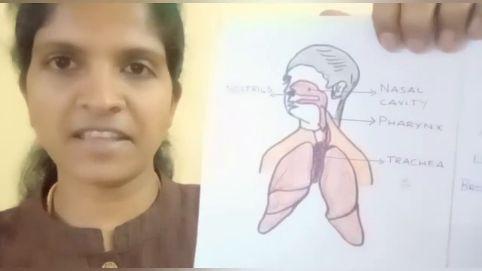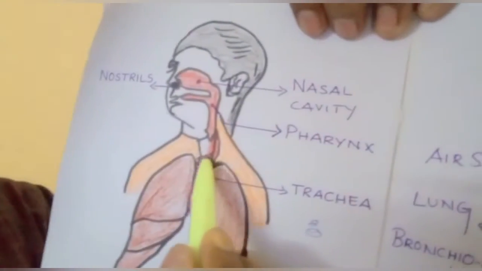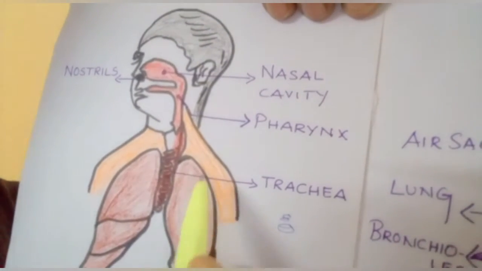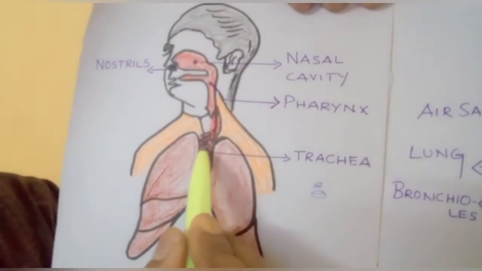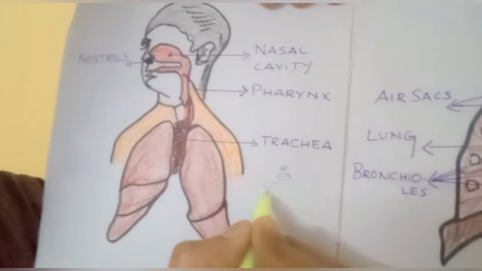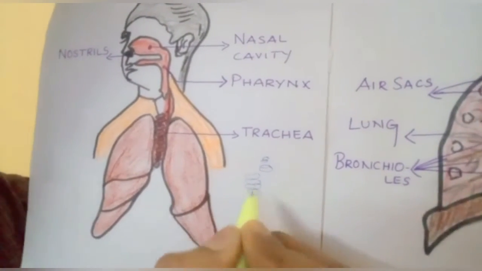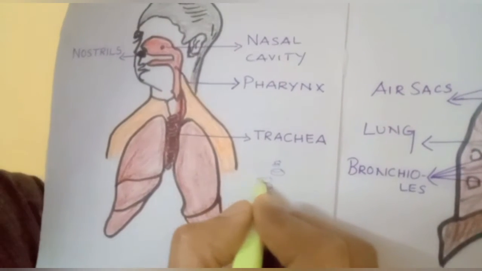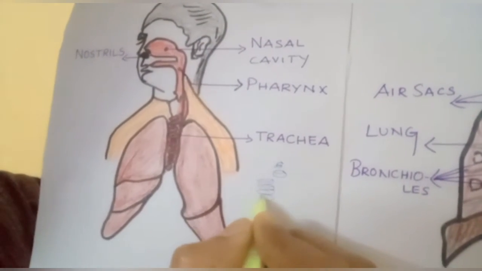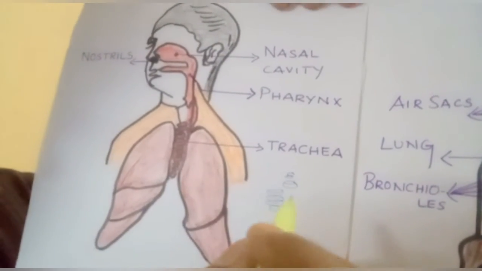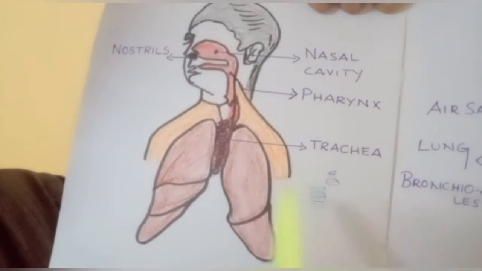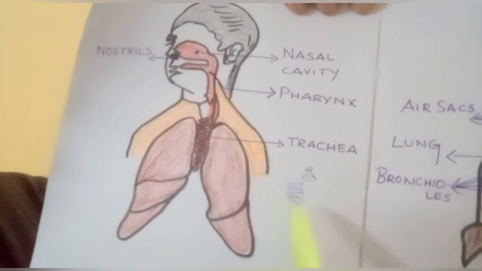Next is the trachea. It is a tube supported by rings. The trachea is like this, supported by rings of cartilage. Then it has a mucous lining inside the trachea.